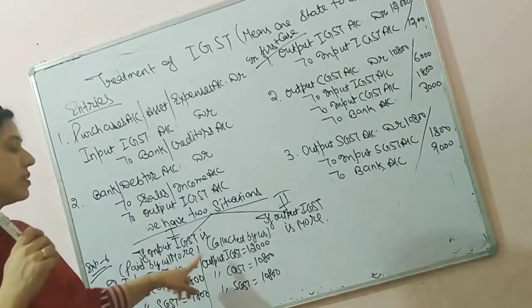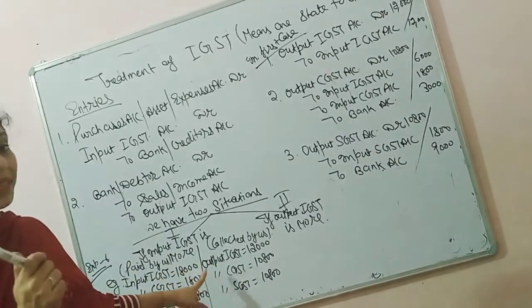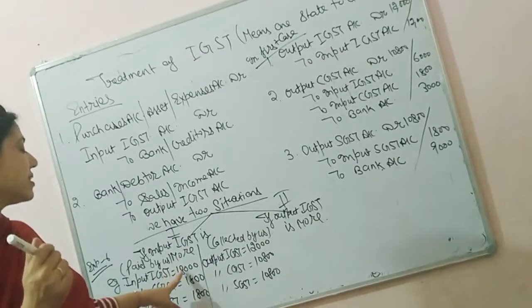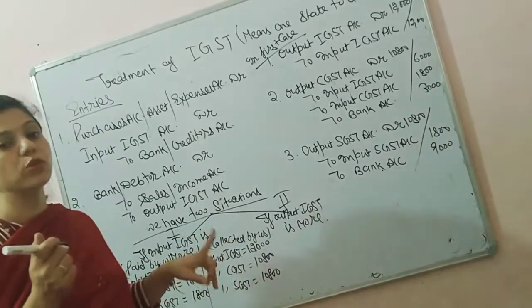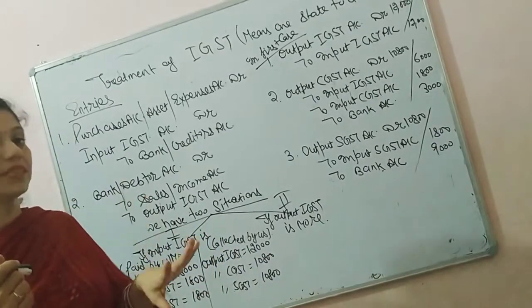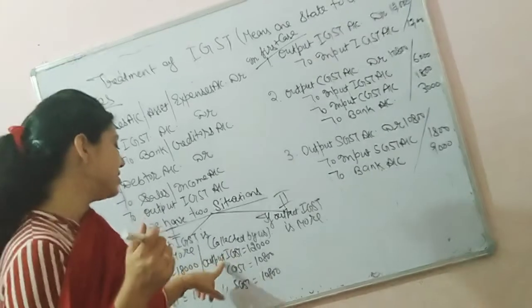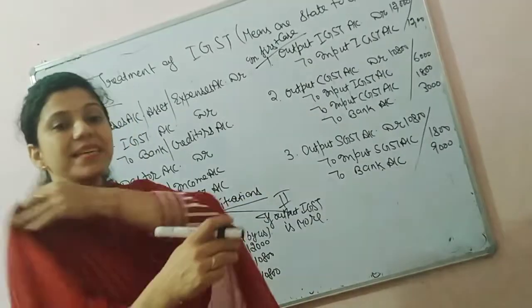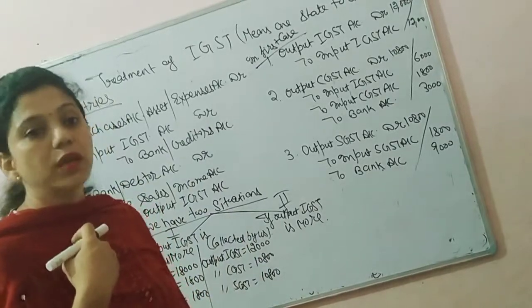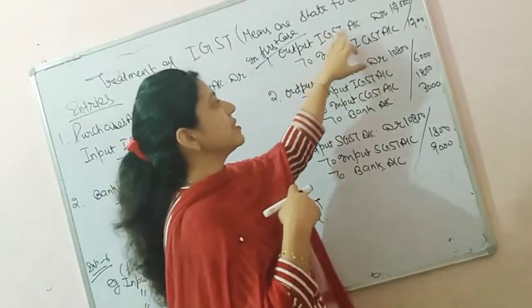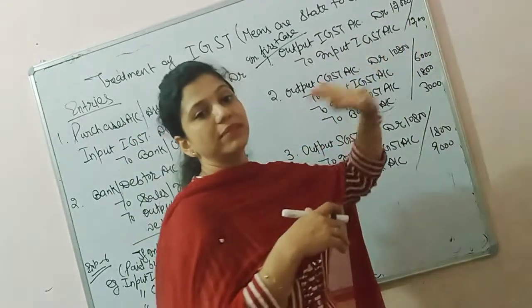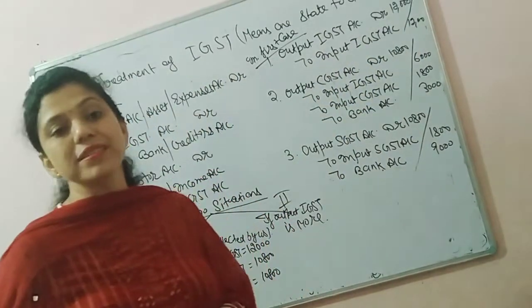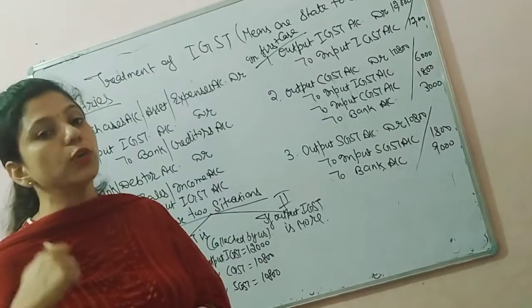So, first we just have to watch the first case. In this case, input IGST is 18,000 whereas output IGST is 12,000. So, input IGST is more by 6,000. We can adjust only, that means taxes paid by us are more. So, output IGST is 12,000. We will cover input IGST only with 12,000. Still, we have paid more taxes of 6,000 and we want to cover it.